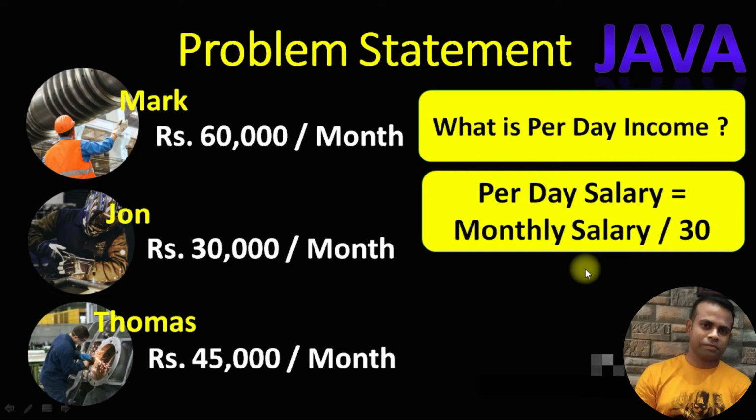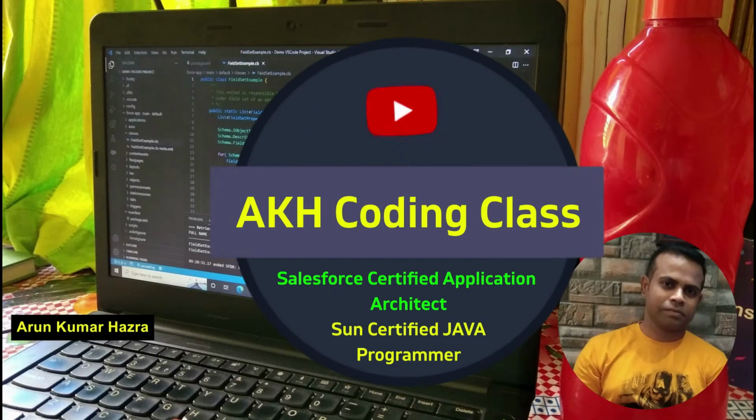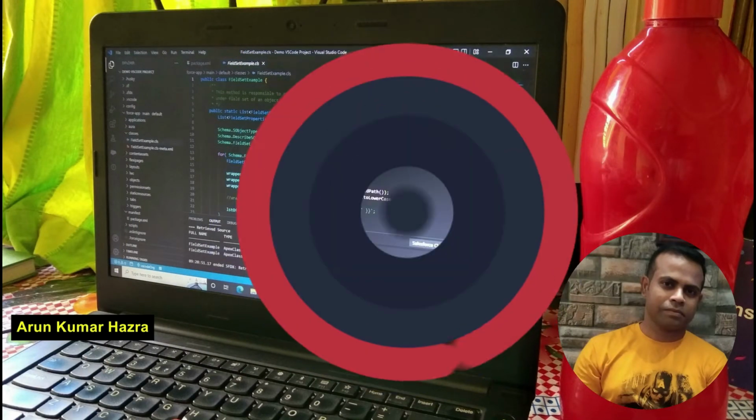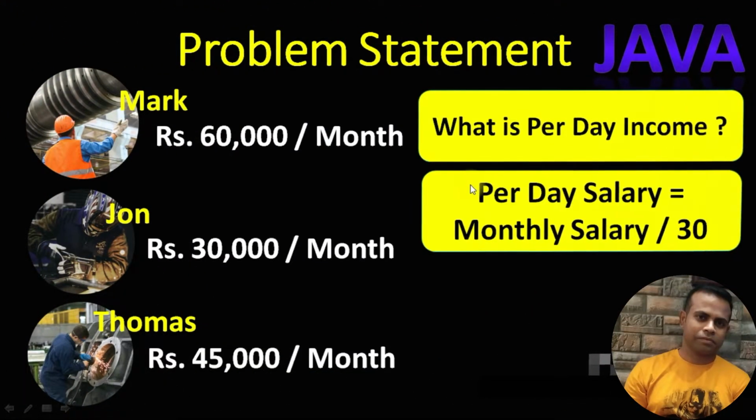Today our problem statement is that we have to create a Java program where we have to print the per day income for these three resources, and we will use Java functions or methods. If you have not completed our previous Java method or functions class, then first do that, then jump into it.